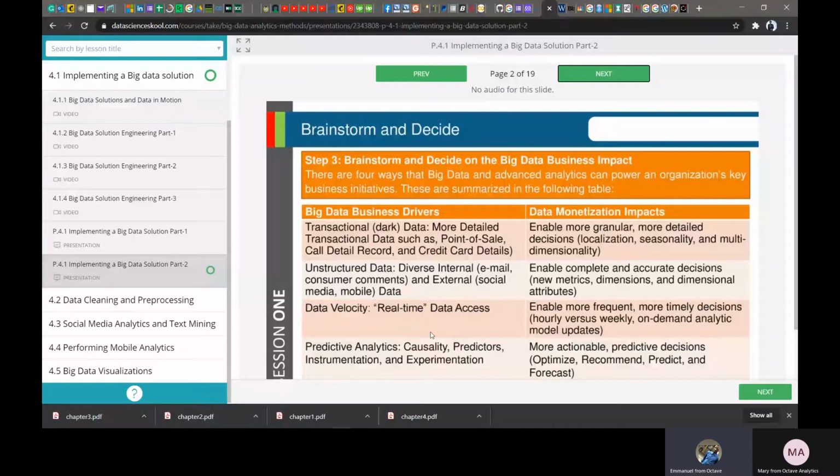So we also have data velocity. So how frequently is this data coming in? So real-time data access to enable more frequent, more timely decisions can be hourly, weekly, on-demand analytic model updates. So predictive analytics, causality, predictors, instrumentation, and experimentation. More actionable, predictive decisions. So that's optimize, recommend, predict, and forecast based on the models.